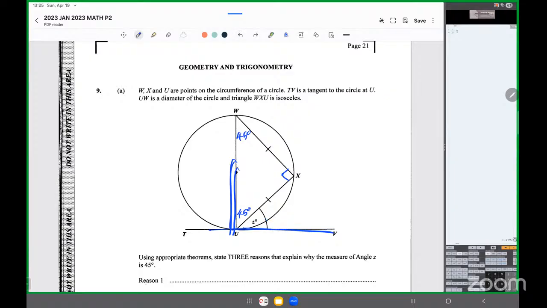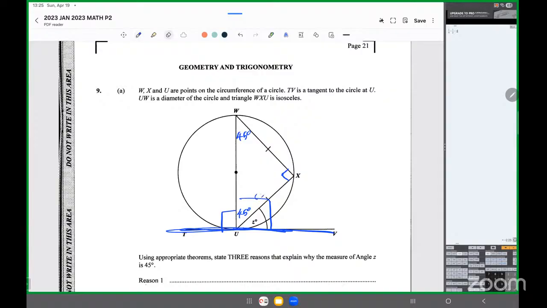Another reason it's 45 is because the total angle on a straight line is 180. Over here is 90, so the two must add up to 90. Right? So we'll give them that as well.